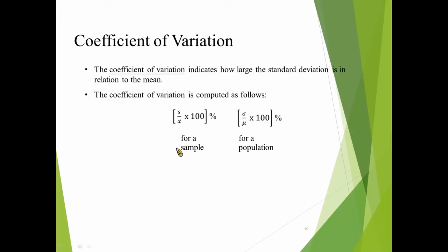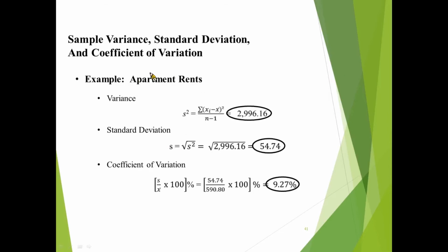So now it's just to know some concepts, and later we run SPSS. We don't need to calculate by hand. We can use the computer. We'll show you how to get the numbers. Okay. So in this example, apartment rent, you can see the variance, standard deviation, and coefficient of variation.